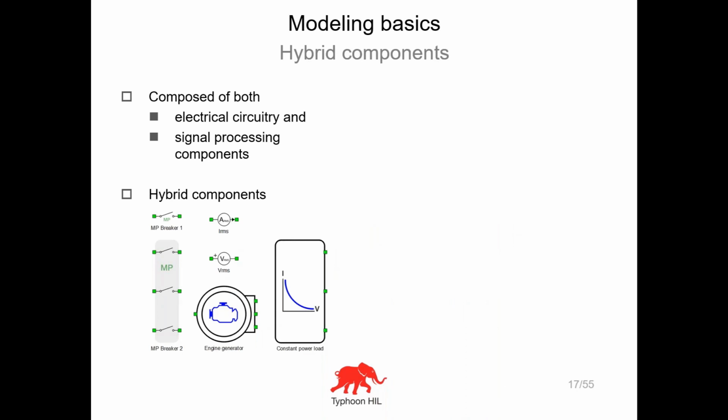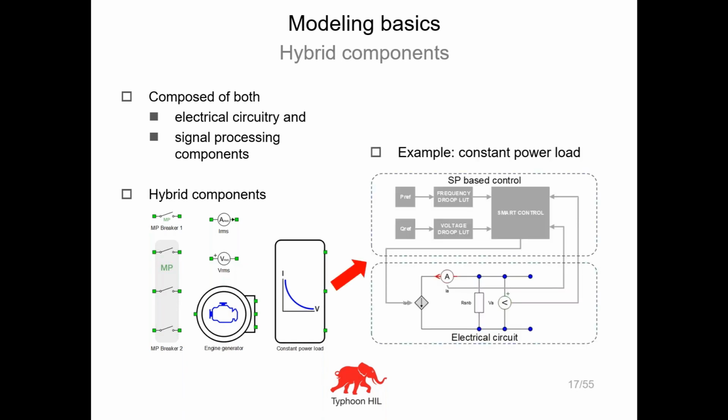Another category of components exists. So far we've only talked about purely electrical or purely signal processing components. However, there is another category called hybrid components, which are composed of both electrical circuitry and signal processing components. Some of the hybrid components in our library are various circuit breakers, RMS voltage and current measurements, simplified engine generator, and the constant power load and source.